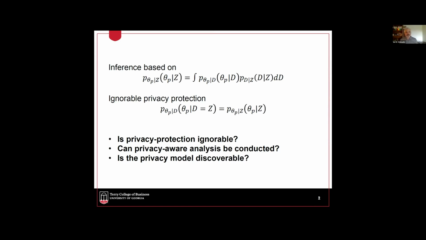Or in more simple terms, basically privacy protection is ignorable if we can just plug the published data into the true data estimator and everything will work just fine. If that's the case, then we'll say that privacy protection is ignorable. And so this leads us to three questions we should be asking about any privacy protection system. First, is it ignorable? Second, if it's not, can a privacy-aware analysis be conducted based on what we know? And this means that we're going to have some information about the privacy model. And if we don't have any information about the privacy model, is there some way to discover that information, to back it out from things that we know in the data?